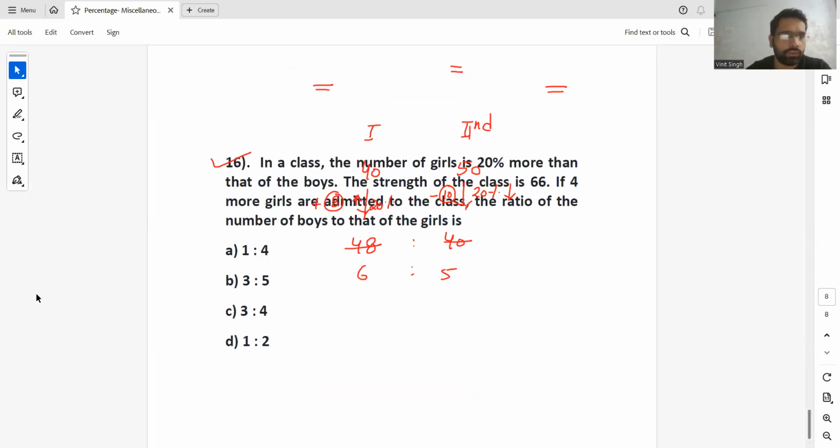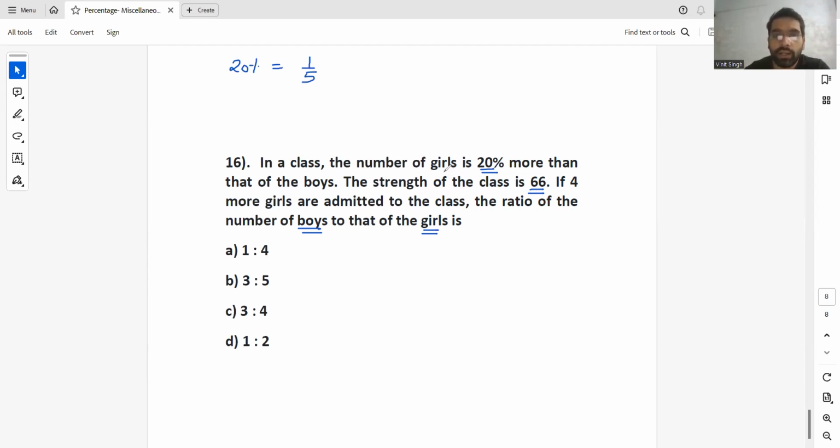Now, the last question is there. In a class, the number of girls is 20% more than that of boys. The strength of the class is 66. If 4 more girls are admitted to the class, then the ratio of the number of boys to that of girls? We know that the fraction value of 20% is 1/5. Here girls are 20% more than the boys. We are comparing the number of girls with respect to boys. Here 5 will be the boys.